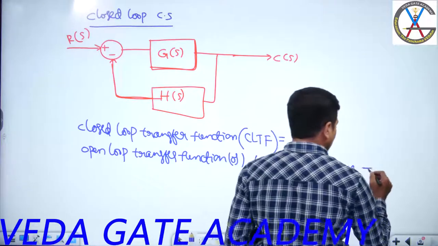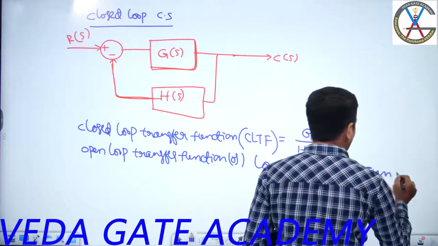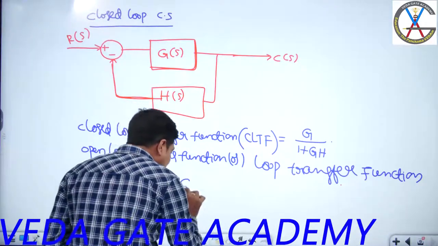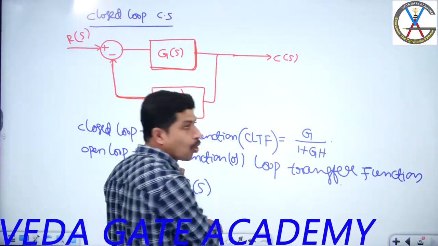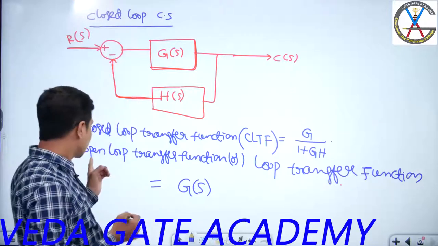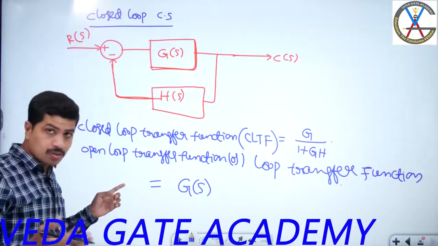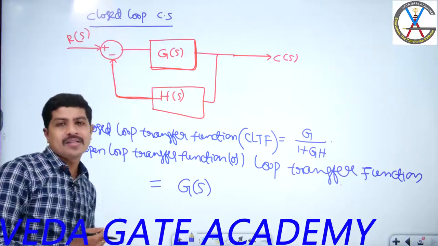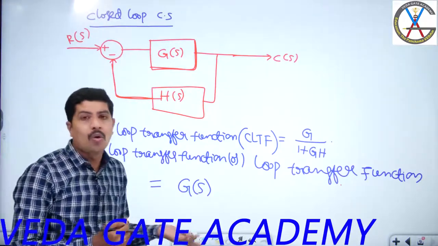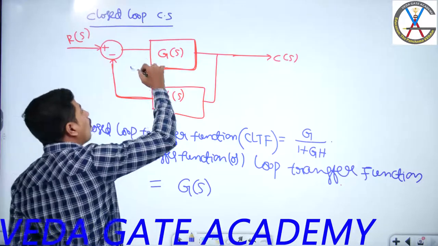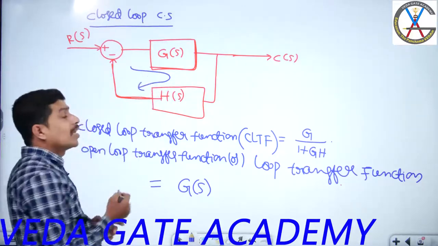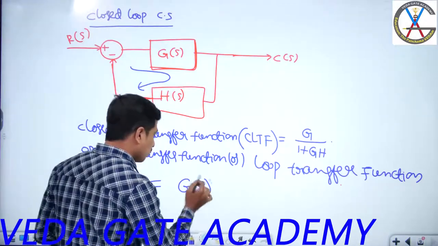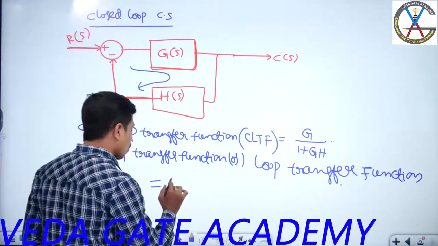Loop transfer function is equal to, many people will say, sir, it is G of S. No. What they will say is, sir, from the English meaning, what we understood is open loop means this feedback has to be removed. If the feedback is removed, that is G of S. No, it is the product of what we have in the forward path and what we have in the feedback path. I am writing here first in terms of words. Let me write in terms of words.